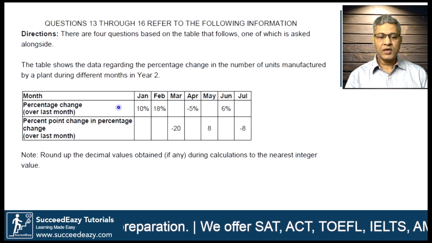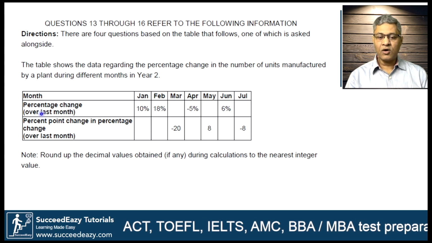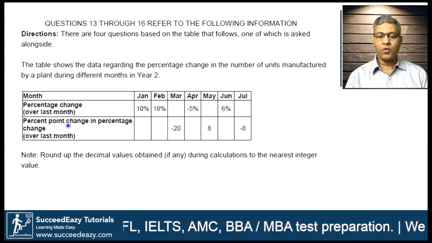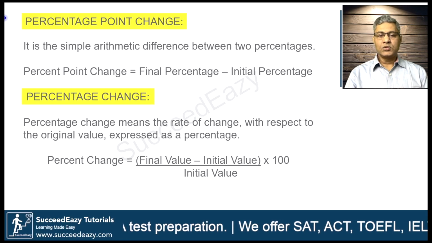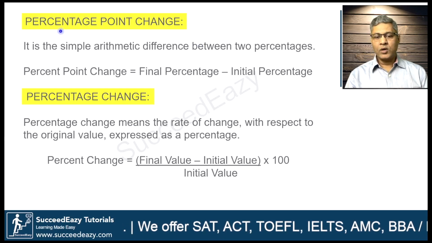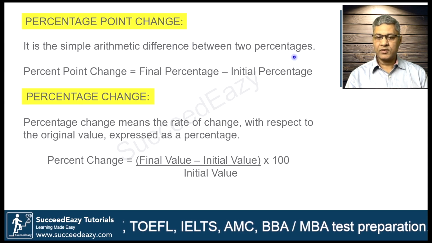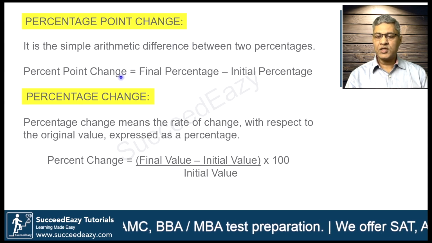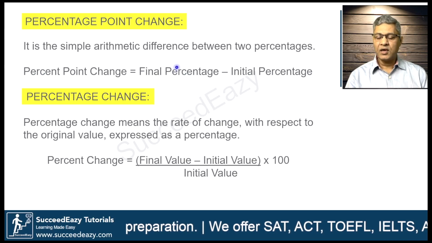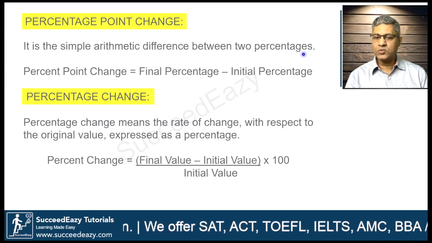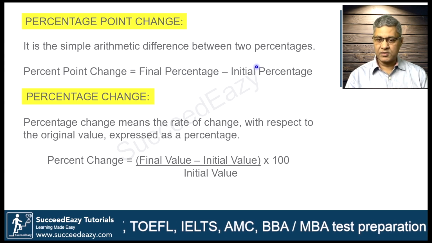Look, before we can solve this, it is important to understand the meaning of percentage change and percent point change in percentage. All right, let's do a little bit of theory then. So, percentage point change, what is that? It is the simple arithmetic difference between two percentages. For example, percentage point change is the final percentage minus initial percentage. If, let's say, final is 5 and initial is 2, then percent point change would be 5 minus 2, that is 3%, right?